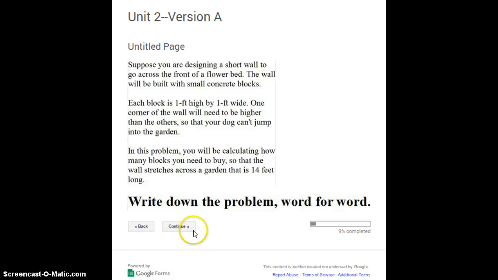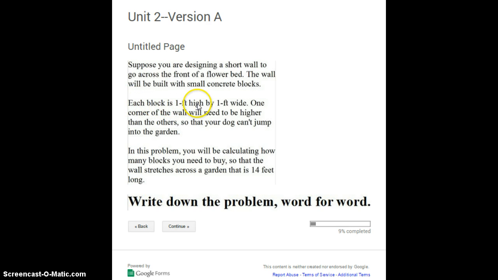I'd like to give you the answers for the Unit 2 test before you take the retakes. This problem says, suppose you are designing a short wall to go across the front of a flower bed. The wall will be built with small concrete blocks. Okay, so we're making a wall.